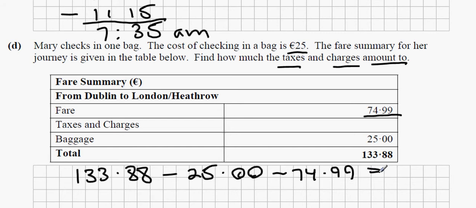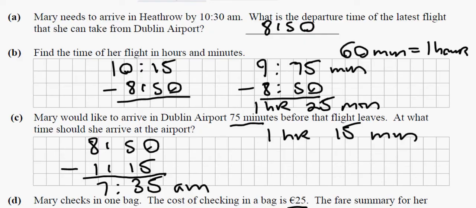So let's put this into the calculator and see what we get. We're going to get €33.89. Okay, that's the end of that question. So we're on the next one.